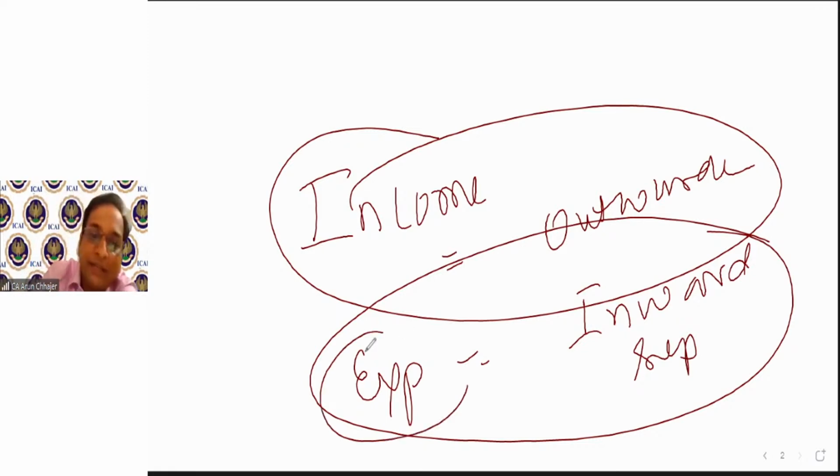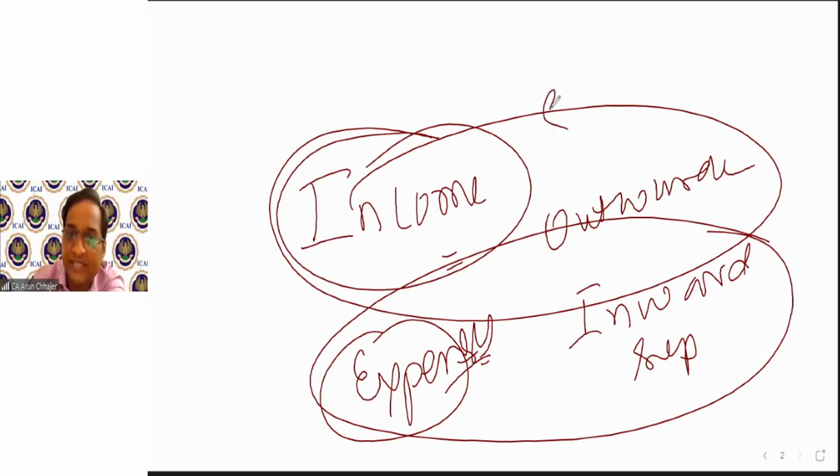So what is inward supply? Nothing but an expenditure. What is my outward supply? Nothing but as an income. It can be sales or it can be services.